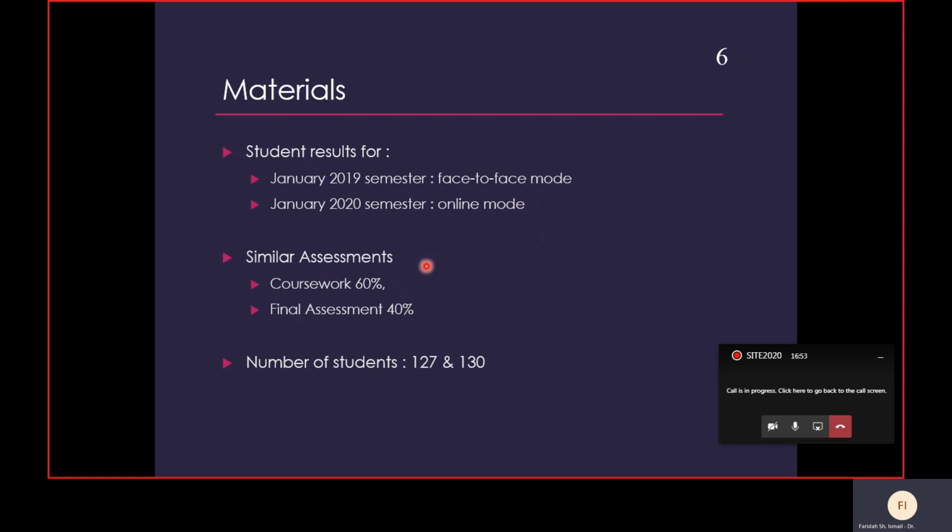Okay, so the materials used in this paper is that we look at the exam result of January 2019, whereby during that semester we did the teaching delivery using face-to-face mode, and another result will be on January 2020, whereby the delivery is using online mode. So with these two exam results, we will do a comparison and make a conclusion out of that. These semesters are chosen because they have similar assessment, and at the same time they have similar number of students.